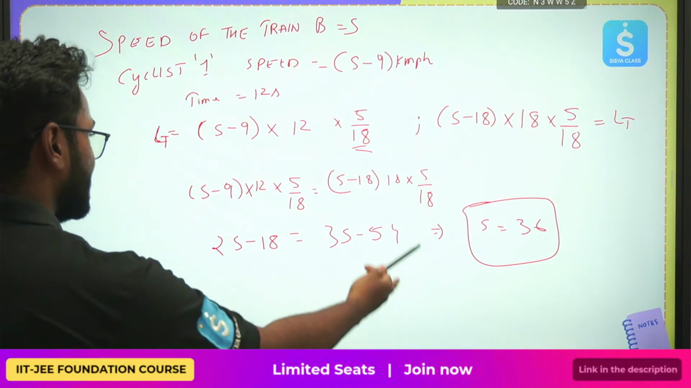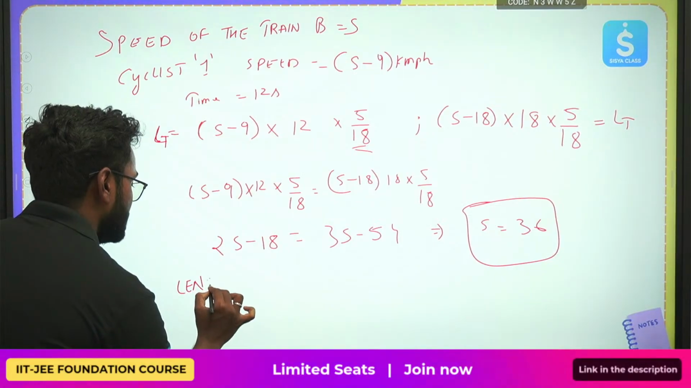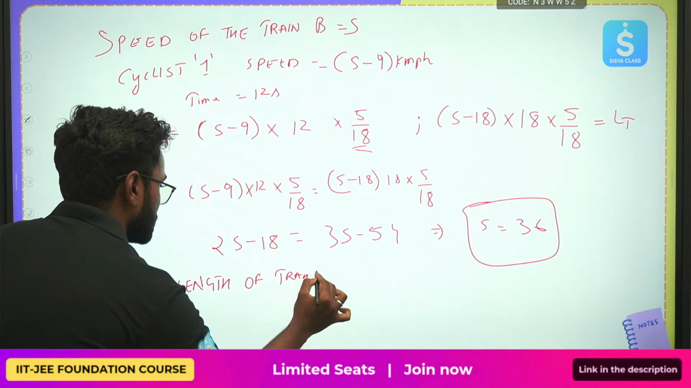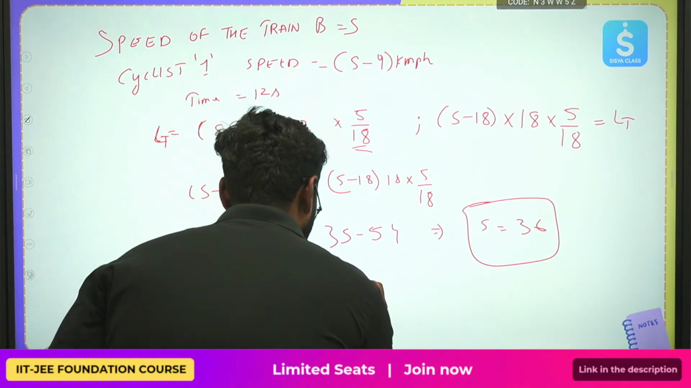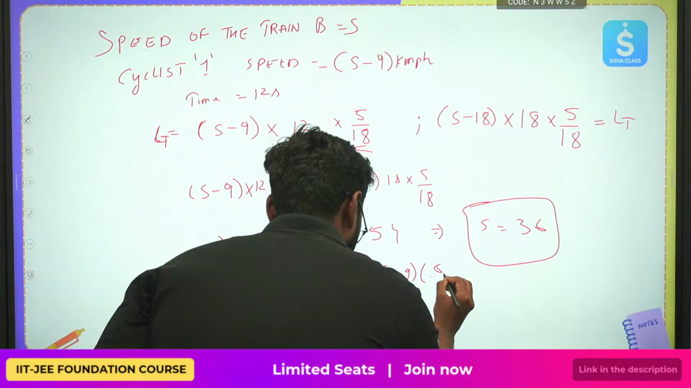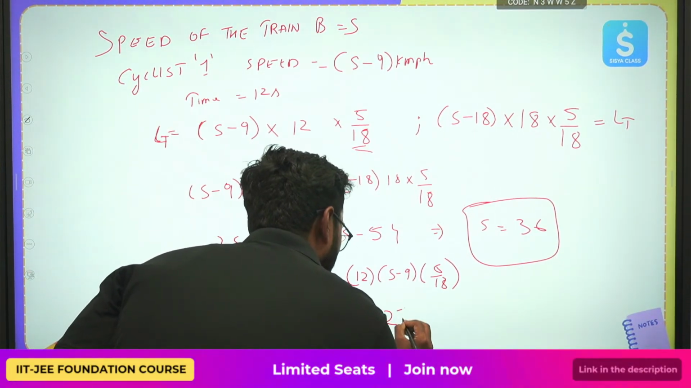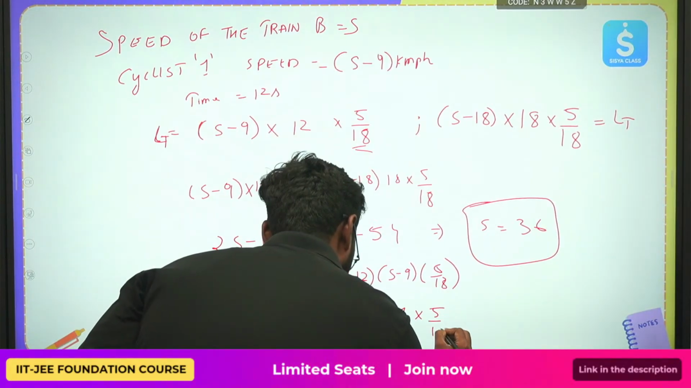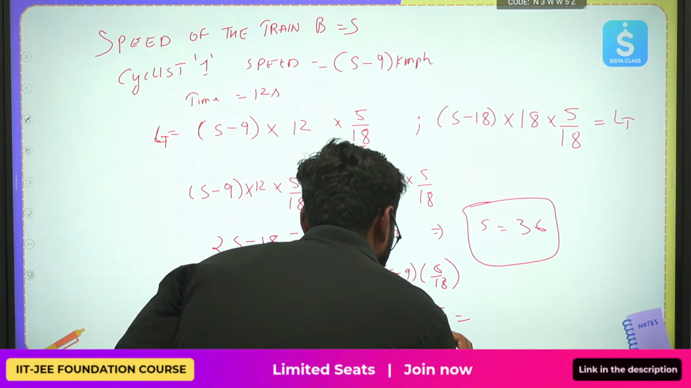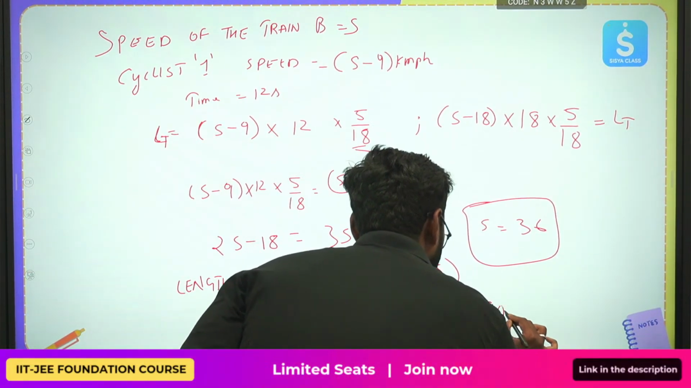We have the speed as s. We can find the length of the train by putting this number in the above equation. We can directly put it in, which should be 36 minus 9 into 12 into 5 upon 18, which gives 90 meters.